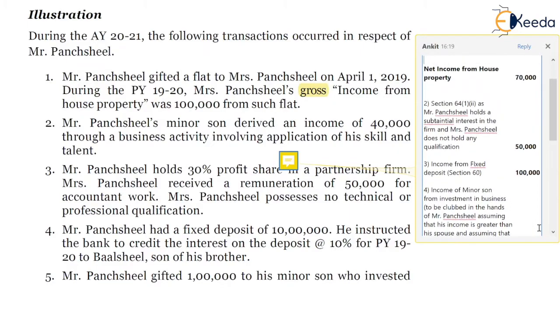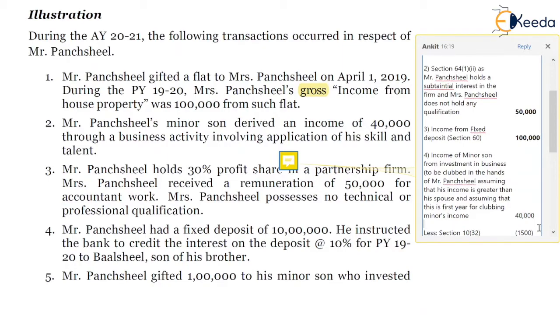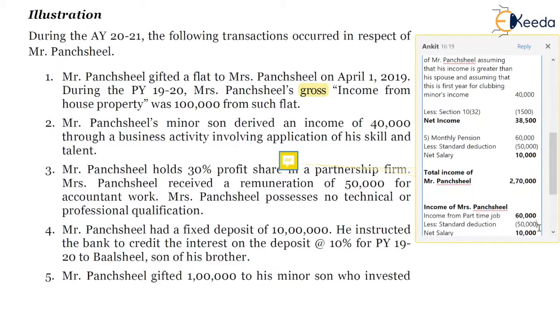And as far as other incomes are concerned, point number one was income from house property, that is fine. Then the spouse income from fixed deposit is under section 60. Minor son's income is only 40,000, on which 38,500 is made applicable, correct? So 2,70,000 minus 1,500, correct? So it should be 68,500 should be the correct answer, wherein the total income of Mr. Panjsheel is 2,68,500, which is the correct answer.